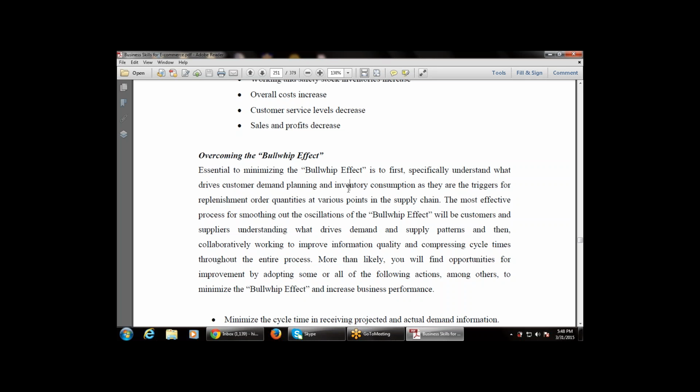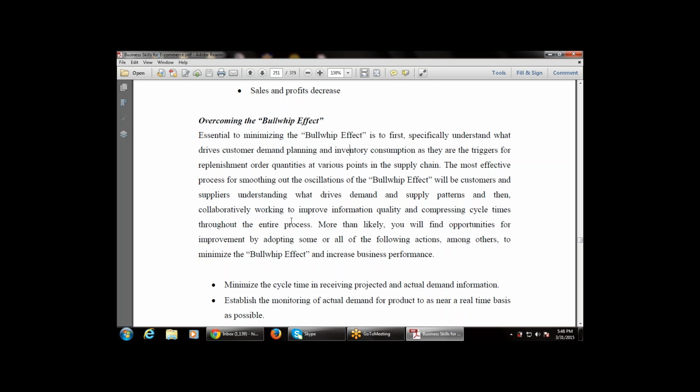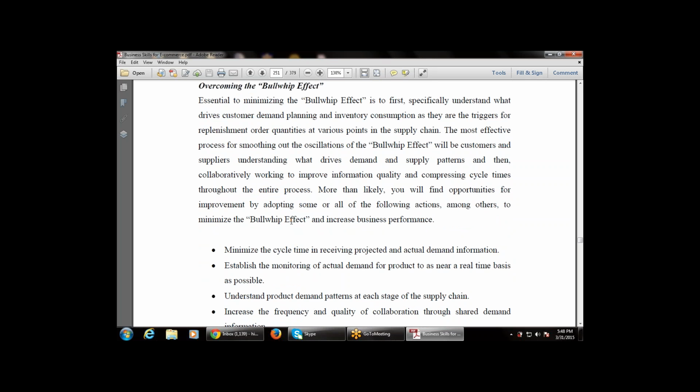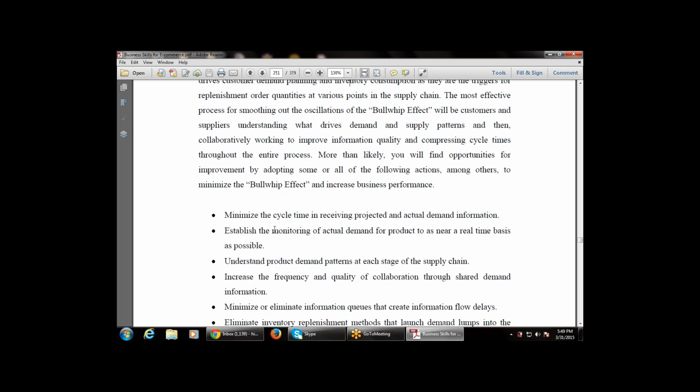More than likely, you will find opportunities for improvement by adopting some or all of the following actions, among others, to minimize the bullwhip effect and increase the business performance. So, how to overcome the effects? How to remove the bullwhip effect? Minimize the cycle time in receiving projected and actual demand information. So, minimize the time gap between the projected and the actual demand. Establish the monitoring of actual demand for product on as near a real-time basis as possible. So capture everything on a real-time basis.